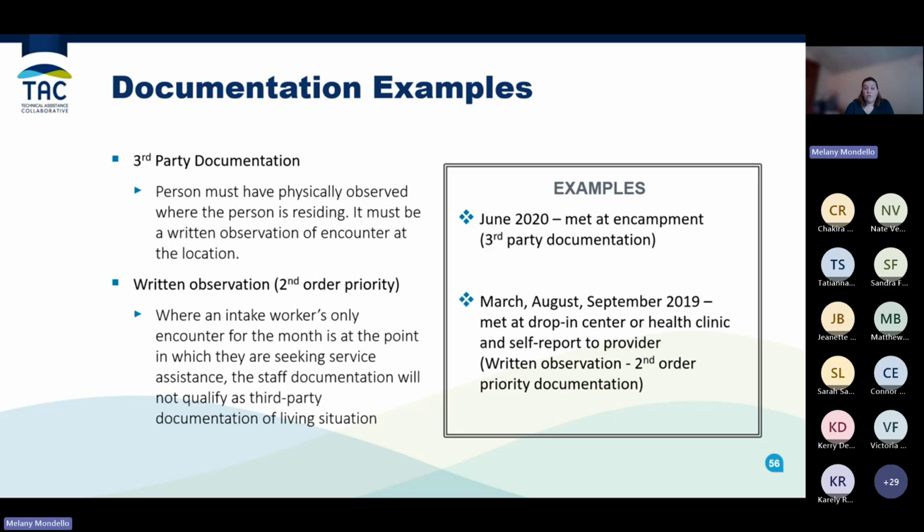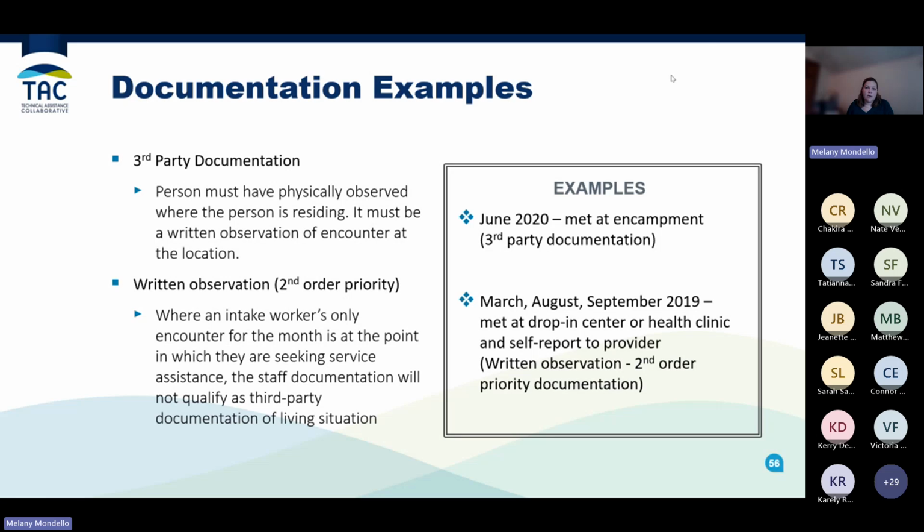So again, I've talked through this, but just in writing, so you have it. The third party documentation has to be someone who has laid eyes on the situation. If the person is not at the shelter, has not seen the person in their unsheltered situation, that is written observation. So that would be second order of priority, and it's okay to use. You just have to say in your note why you couldn't get third party documentation and whatever that reason is.